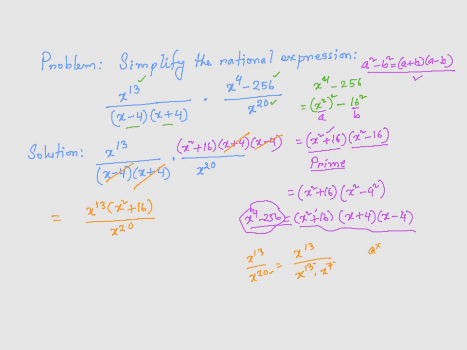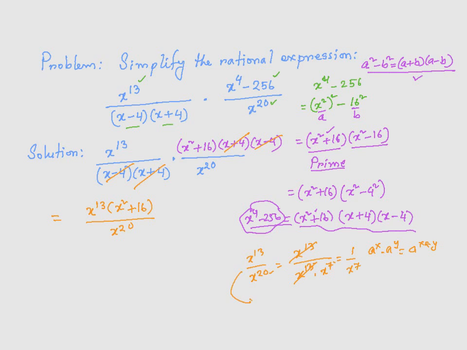So a to the power x times a to the power y is equal to a to the power x plus y. That's the rule. Now x to the power 13 and x to the power 13 cancel out. That leaves you with 1 over x to the power 7. So that's what I would have.